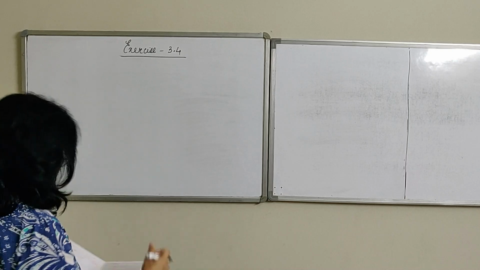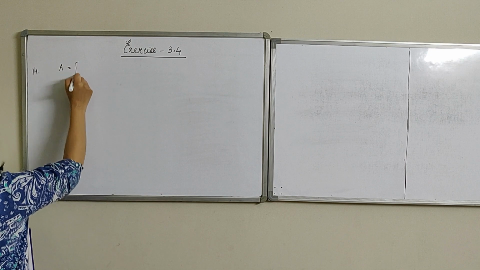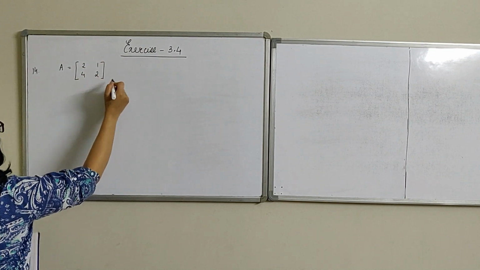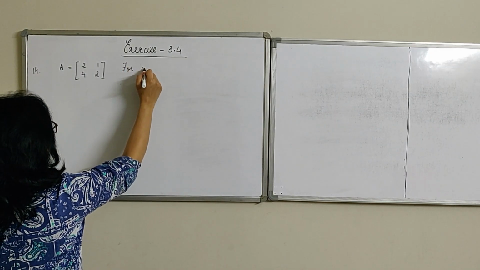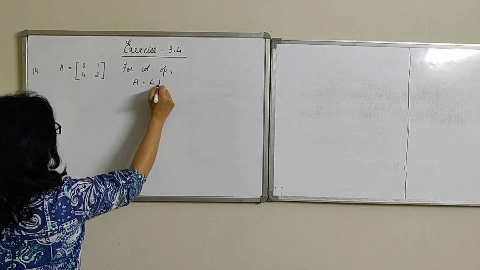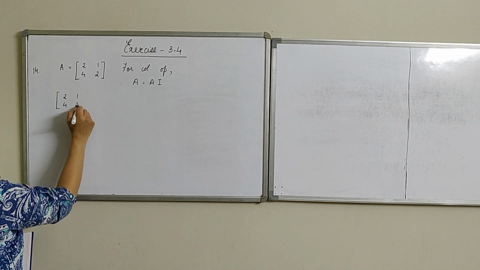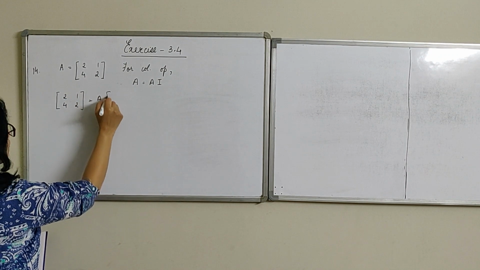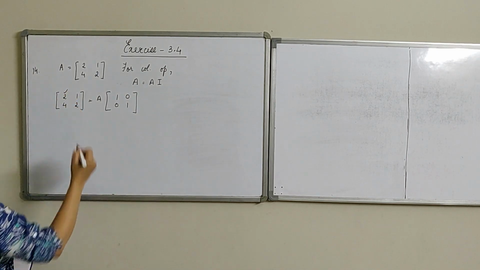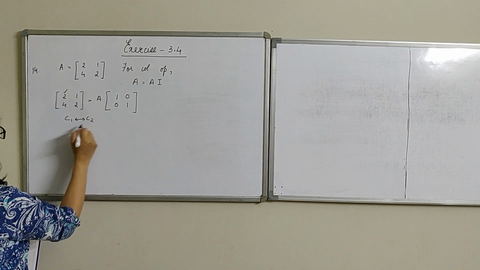So next we take up question number 14, where matrix A is 2, 4, 1, 2. Here again, for column operations, the matrix equation is this. Writing the matrix equation, we know this element has to be converted to 1. So this can be easily obtained by interchanging columns 1 and 2.